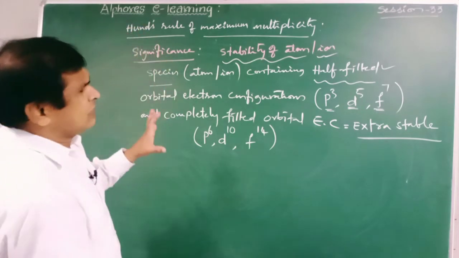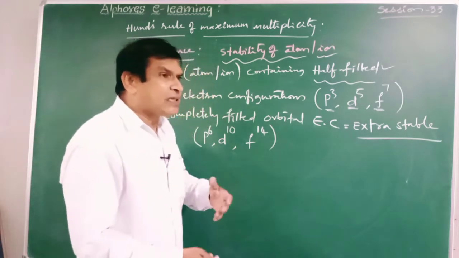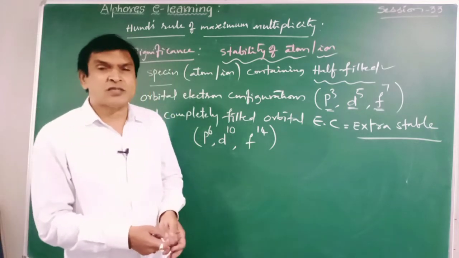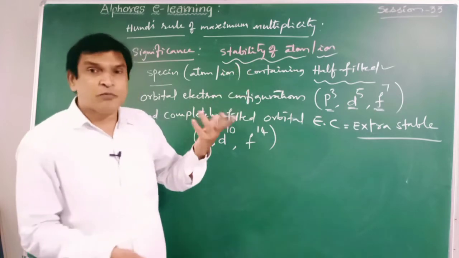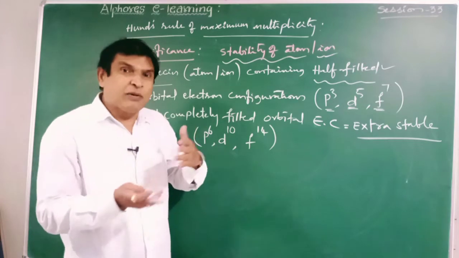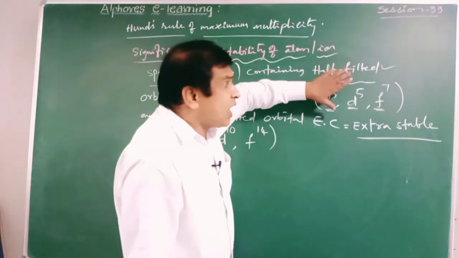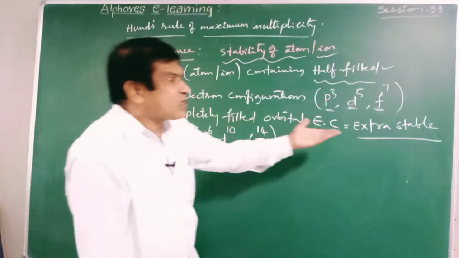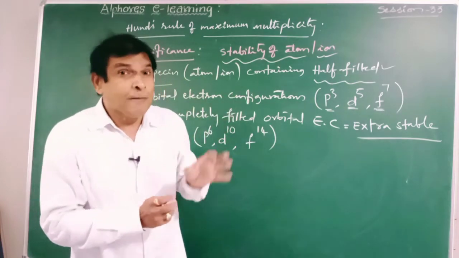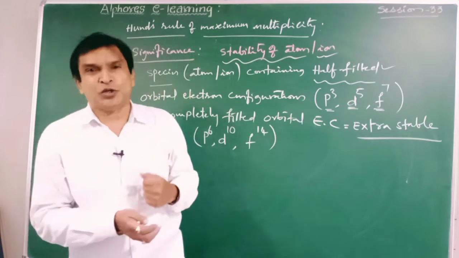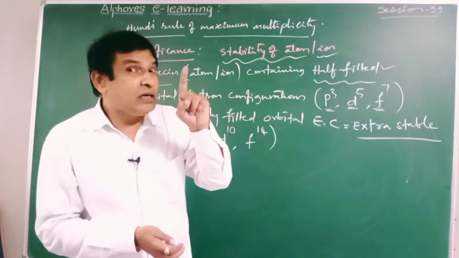That is a very, very important point we should remember. Extra stable means what? The atom or ion is more stable. More stable means it is less reactive. The species is less reactive, it may be atom or it may be ion. Half-filled orbitals and completely filled orbitals are extra stable, so the species which contain the stable configurations are extra stable naturally. More stable means they are less reactive. We can say that the species which contain such stable configurations are least reactive.